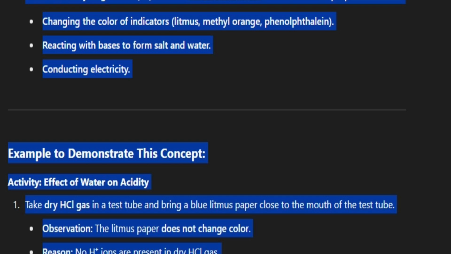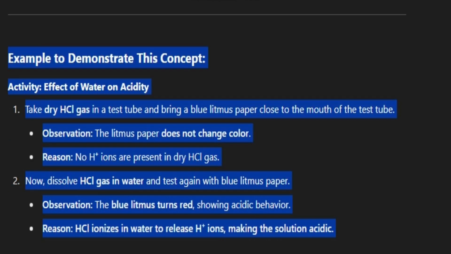Activity, effect of water on acidity. 1. Take dry HCl gas in a test tube and bring a blue litmus paper close to the mouth of the test tube. Observation: the litmus paper does not change color. Reason: no H+ ions are present in dry HCl gas.